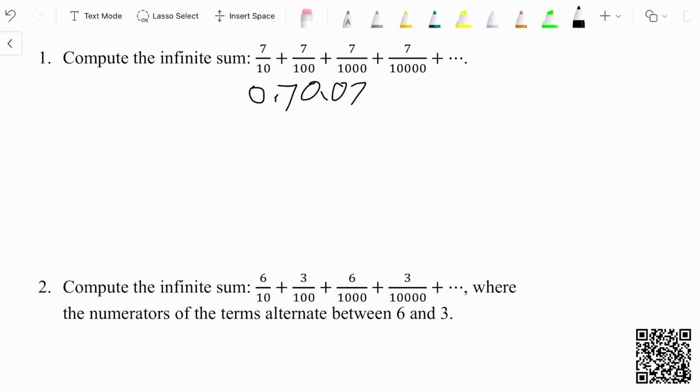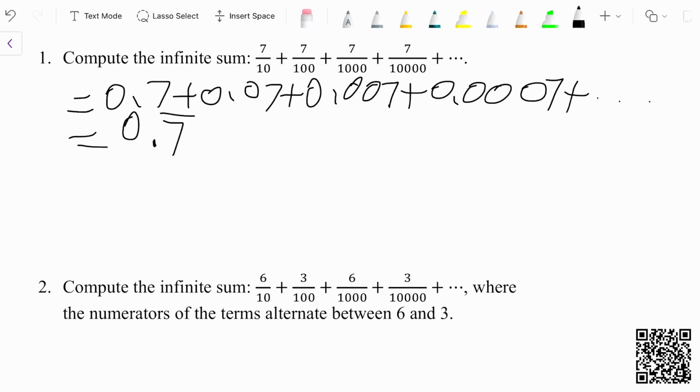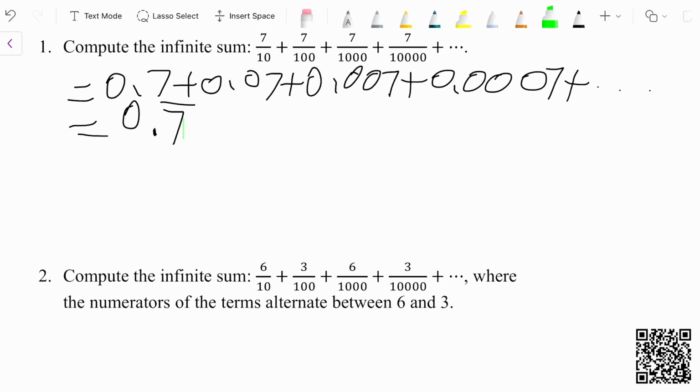So this is 0.7, this is 0.07. Just rewrite this equation. So 0.7 plus 0.07 plus 0.007 plus 0.0007 plus all the way on. And as you can see, the 7's just move back one digit every time, and that would be true because each one is divided by 10 more. So in reality, it's not that tough, and it's just 0.7 with a bar above it because the 7's just keep going on forever. Because it's an infinite sum for a reason. So the answer is 0.7 with a bar.